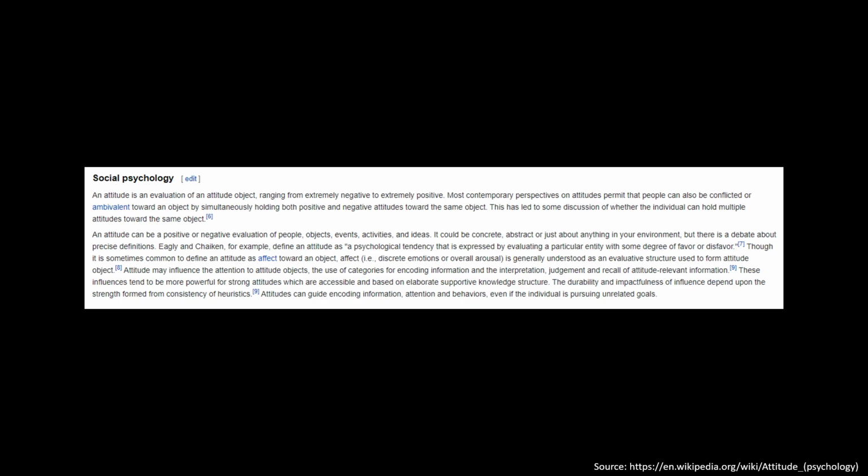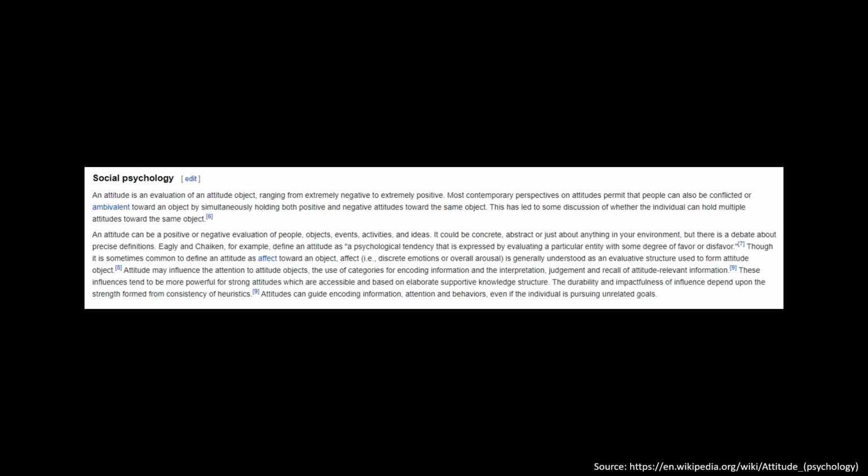So carrying on, it could be concrete, abstract, or just about anything in your environment. But there is a debate about precise definitions. Eagly and Chaiken, for example, define an attitude as a psychological tendency that is expressed by evaluating a particular entity with some degree of favor or disfavor. And that's exactly how we define it in attitudinal psyche. You have either a positive or a negative attitude, and that defines your type completely. So you can already see how this is very different from Myers-Briggs and also Enneagram.